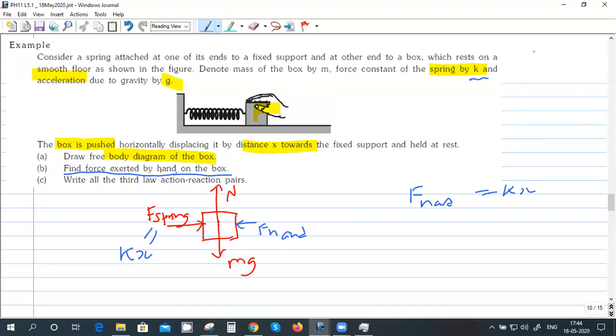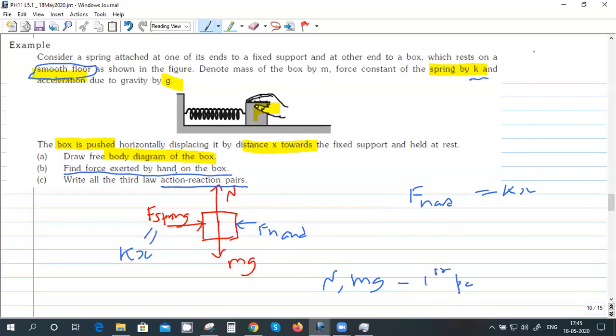Action reaction pairs. The vertical pairs and the... Sir, won't friction also be there? He said there is no friction, because he does not want to complicate it now. Now he's just focusing on the spring, so he does not want to include the friction. Okay, this is one pair.